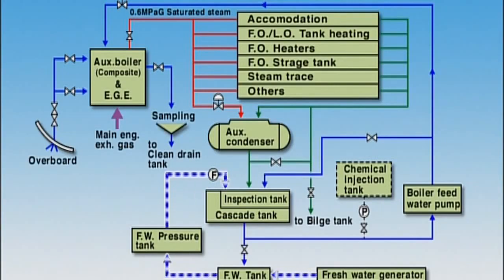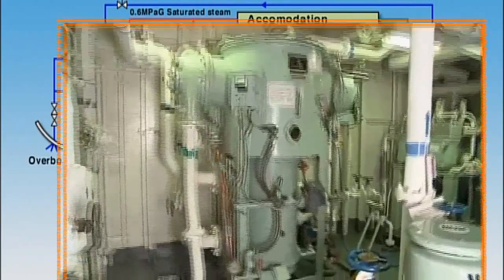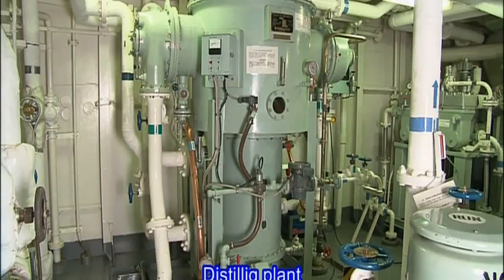Boiler water, diesel engine cooling water, and most of the water for domestic use is distilled water produced from seawater by means of a distilling plant.